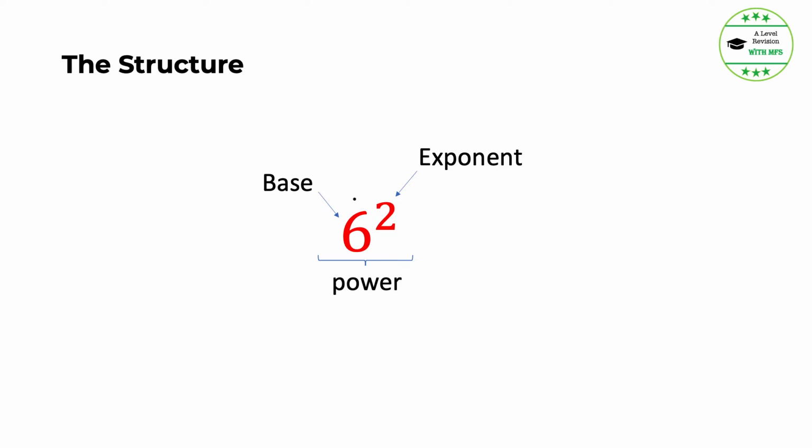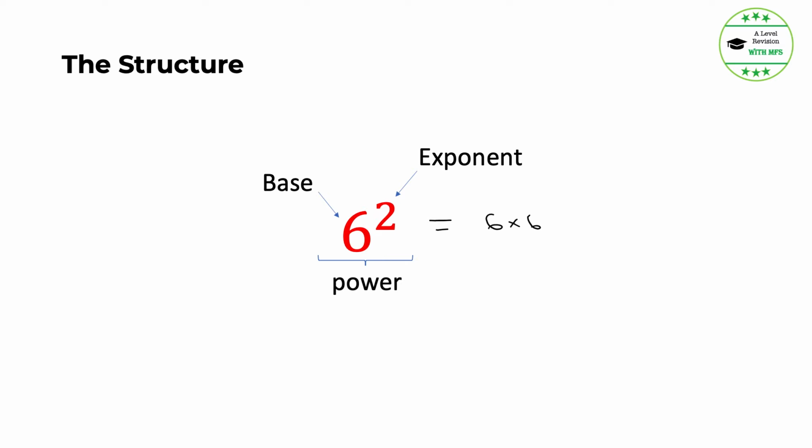The power is referred to as the whole, base and exponent, and the exponent is the small number which is raised to the base. Okay, so for example, 6 squared would mean 6 times 6. The exponent tells you how many times the base number is repeating itself. So in this case, the exponent is 2, so that means the base number is being multiplied by itself 2 times. The power is both the base and the exponent, and the base is the main term or the main number.